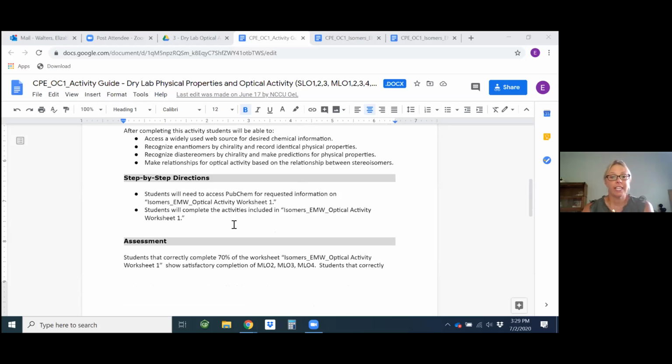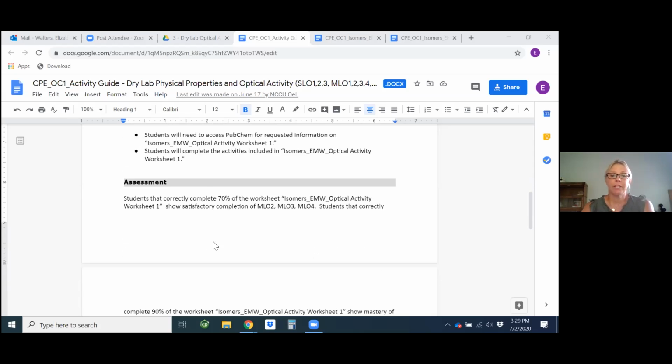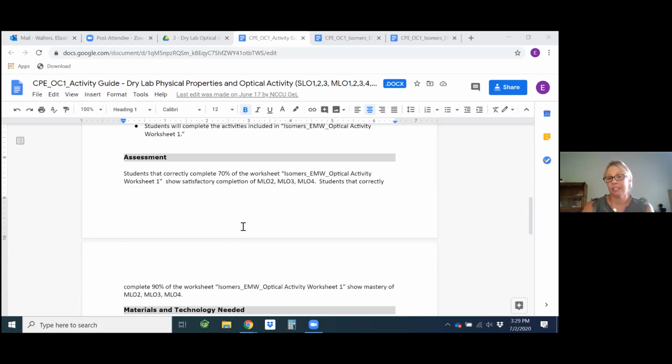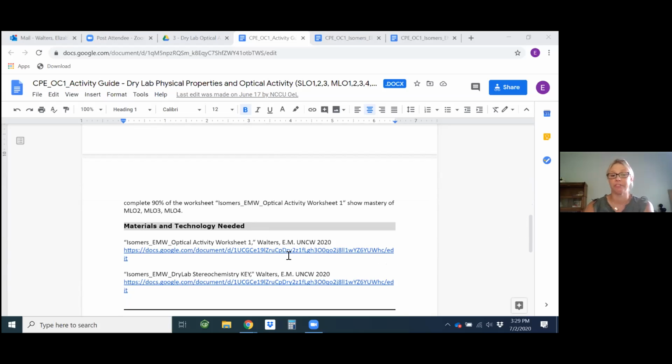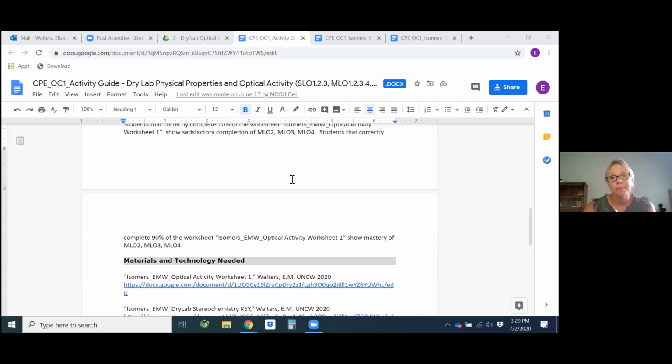And then a key is provided for instructors or lab TAs or lab coordinators in order to facilitate grading of that activity. Again, assessment would be 70% completion would be satisfactory, mastery would come at a 90% level. And then in terms of technology, it's simply a single worksheet with a key.